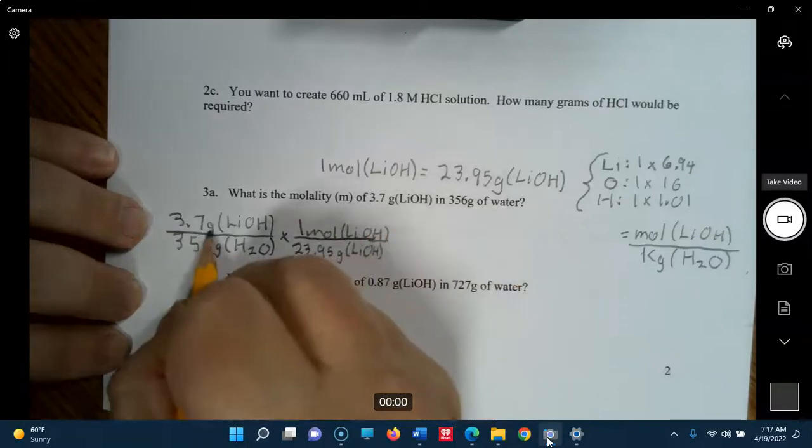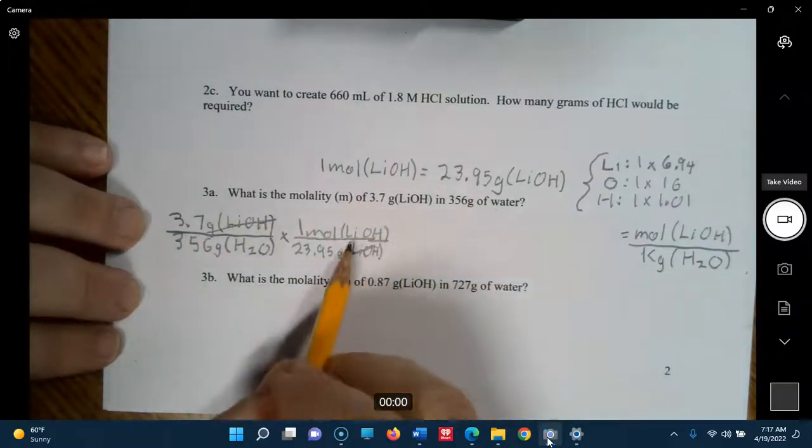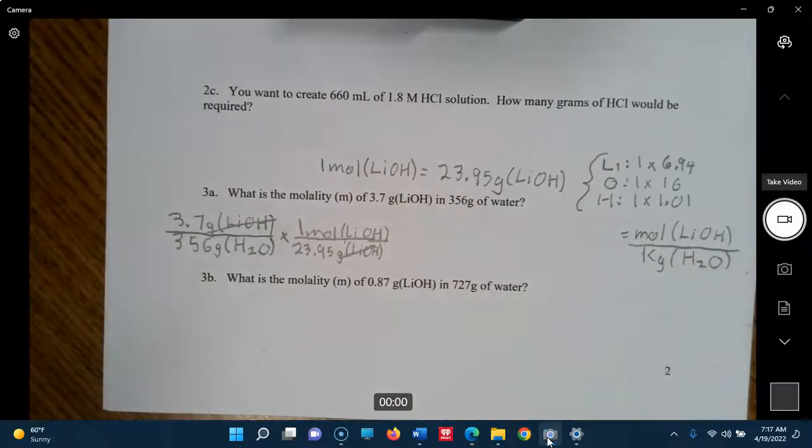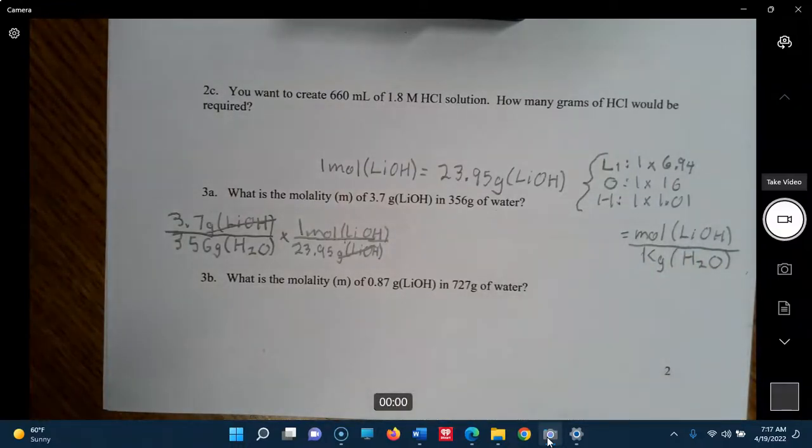Moles on the top, grams LiOH, grams LiOH. So now we have moles LiOH. That's what we want on our final answer for the top. So we're done with the top.